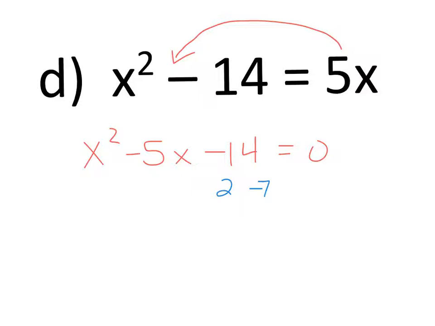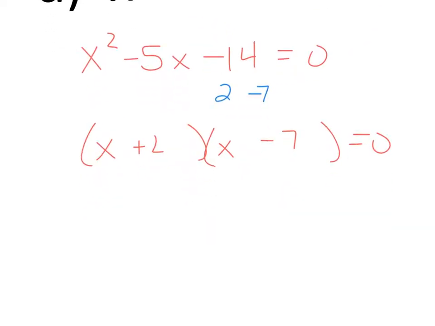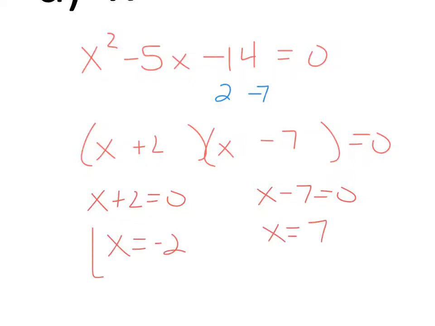And when I multiply, that gets me a negative 14. So I have x squared goes to x and x. I have a plus 2 and a minus 7 equal to 0. So again, now set each factor equal to 0 and solve. So I get x equals negative 2 and x equals positive 7.